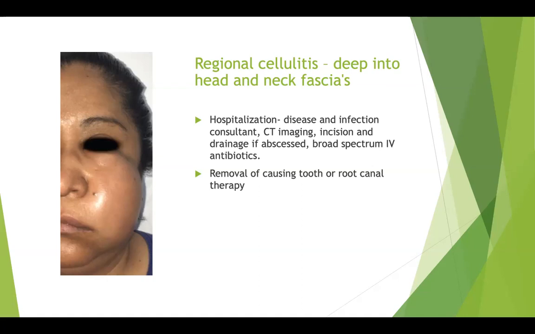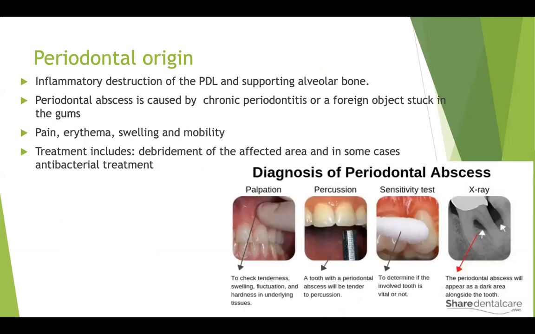So if we have regional cellulitis that does affect the deep areas, we are going to refer the patient to the hospital. They are going to see an infectious disease consultant. They are going to be able to get a CT scan in the hospital. Incision and drainage of the abscess area is obviously expected with the doctors. Broad spectrum IV antibiotics are also a must. Removal of the causative tooth or root canal therapy after the swelling has subsided is highly recommended.